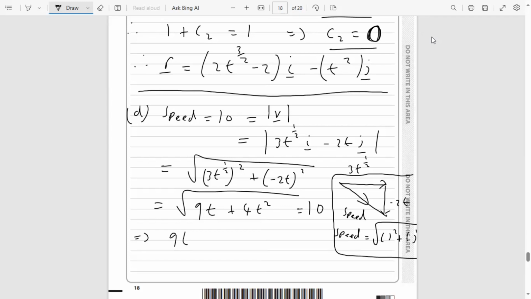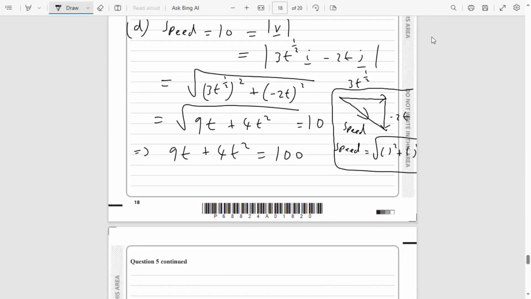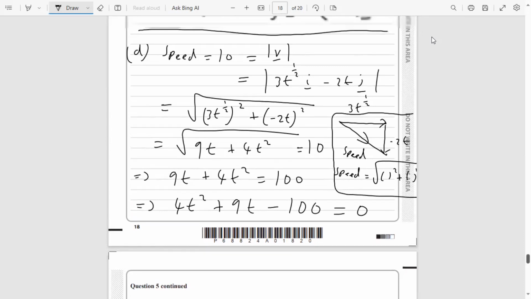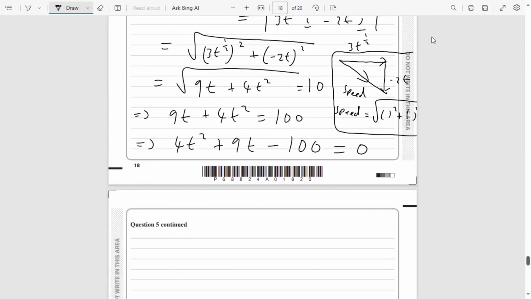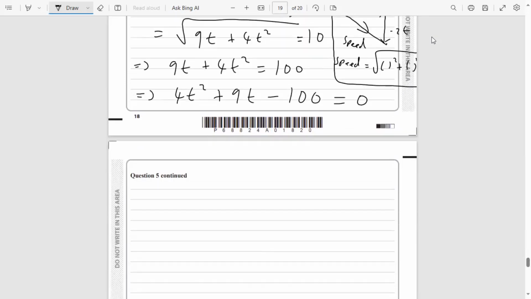So we've got 9t plus 4t squared is equal to 100. Then we can rearrange this to make it look like a quadratic equal to 0. So 4t squared plus 9t minus 100 is equal to 0. So you've got this quadratic there. We know that when the speed is 10 meters per second, this equation must be satisfied for the time. Now, I guess we could try and factorize this.